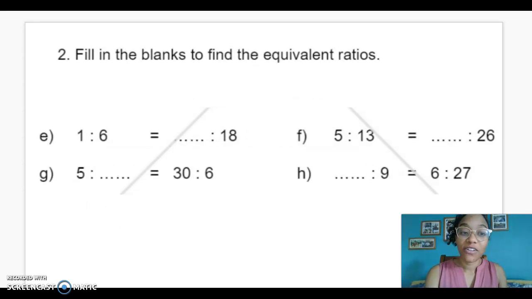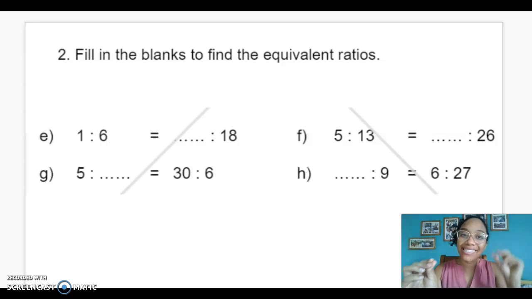Next, I'd like you to fill in the blanks. Now notice, we have some terms visible and some terms missing. We always have to look for where our mystery lies. So in the first problem, E, 1 to 6 is the same as mystery to 18. We know the second terms, but we don't know the first terms.